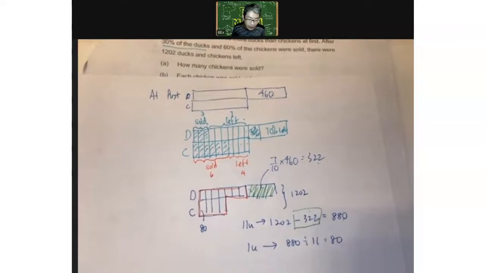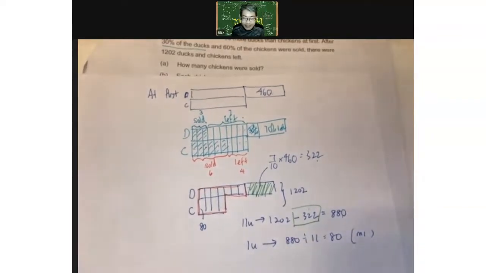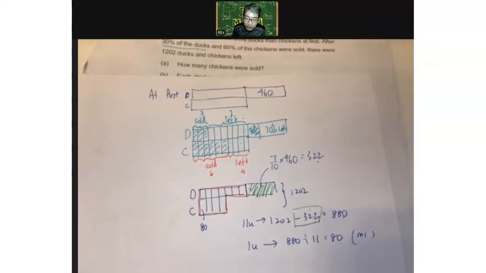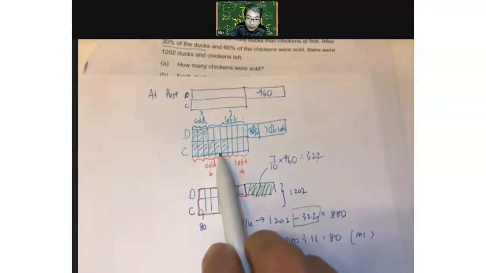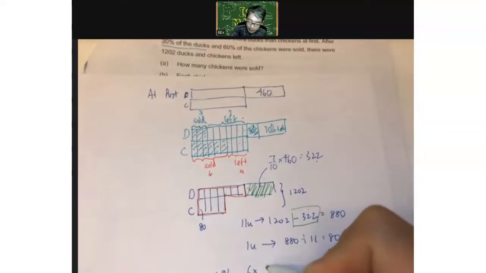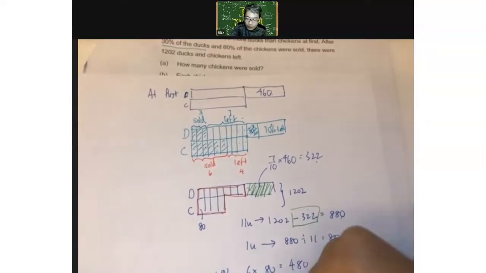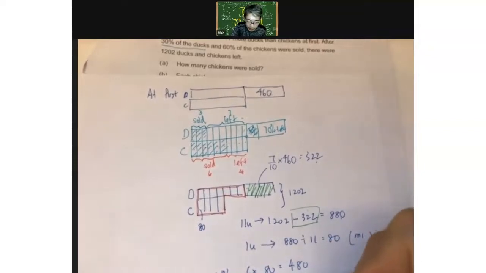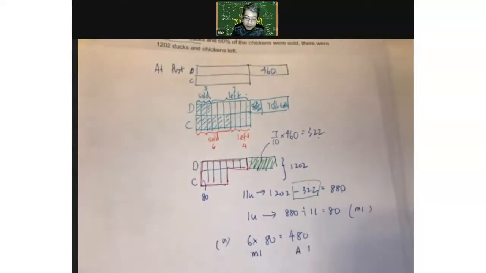Okay, now this will be your first M1. It's not easy to get this first M1, right? Next thing, we are asked to find out how many chickens were sold. Well, how many parts of chicken were sold? 1, 2, 3, 4, 5, 6. 60%, right? 6 parts. So part A, 6 times 80 is 480 chickens were sold. So this part you have M1, this part is A1. That will be the first 3 marks.